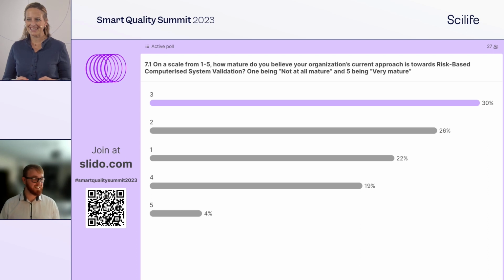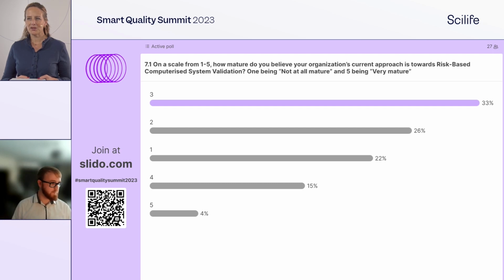Indeed. We are waiting a few moments more to have all the votes coming in. But I guess the trend is here in the middle. Yeah, everyone's kind of 50-50, really. It's always a safe choice, obviously, to say in the middle. Yeah, I guess no one wants to admit that they're not that far ahead. But it's good.